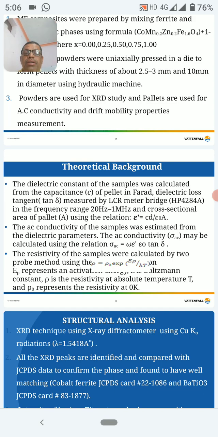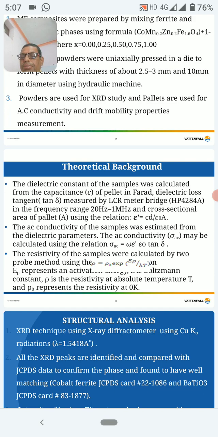the dielectric constant of the sample, which was calculated from the capacitance C of the pellet in farad and the dielectric loss tangent tan delta, measured by the LCR meter bridge HP 4284A in the frequency range of 20 Hz to 1 megahertz, and the cross sectional area of the pellet is A. The relation used is dielectric constant epsilon dash is equal to C d upon epsilon 0 A, where epsilon 0 is the permittivity of free space, that is nothing but 8.85 into 10 raised to minus 12 farad per meter.